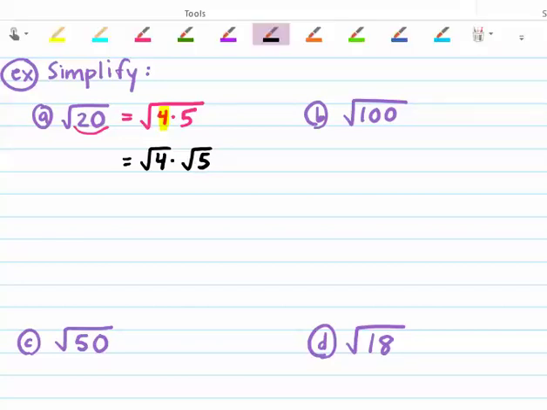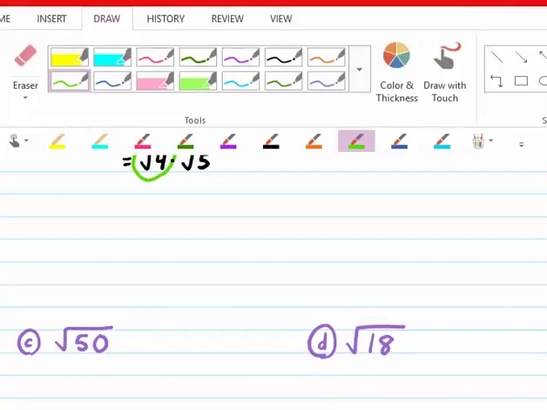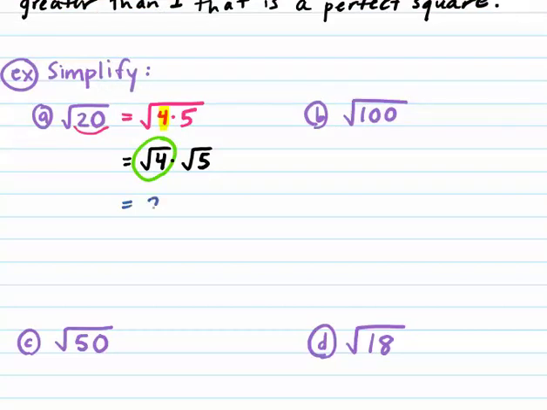And then notice something can be simplified here. The square root of 4 is 2. So I can replace the square root of 4 with the number 2, and then I'm just stuck with the square root of 5 because that does not simplify and it's not a perfect square. So the simplified version of the square root of 20 is 2 root 5. Again, a couple key takeaways. Notice that the number out front came from a perfect square, and the number that's stuck under the radical is the one that didn't simplify.